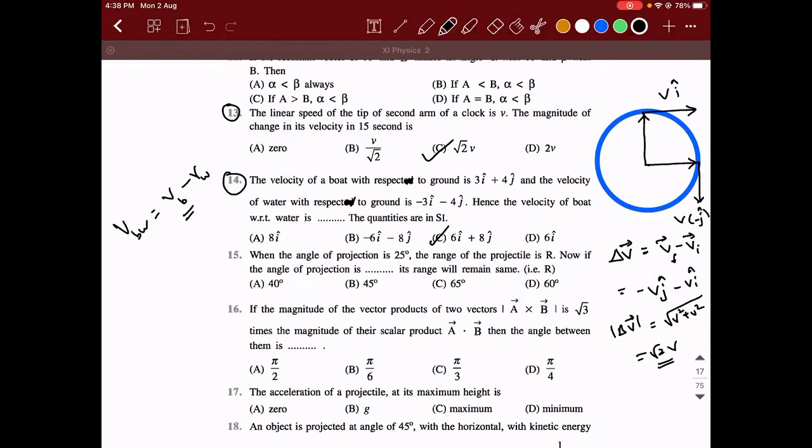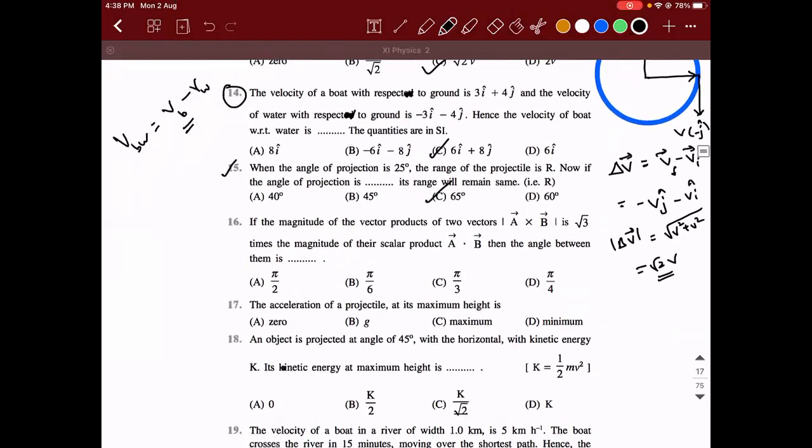Next, 15th one, guys. When the angle of projection is 25 degrees, the range of the projectile is R. Now, if the angle of projection is dash, its range will remain the same. So, when will the range of projectile be the same? When the angles are complementary. So, what will be the answer? 65. So, range of projectiles will be the same if their angles are complementary, provided there is an important point that you need to remember: the initial velocity is the same, provided the velocities of projection are the same. Very good.